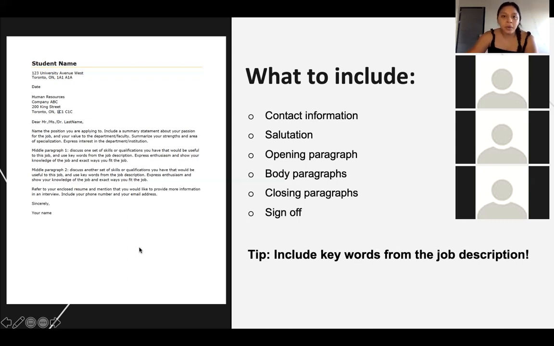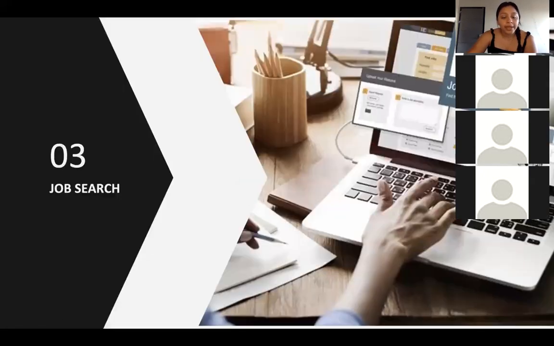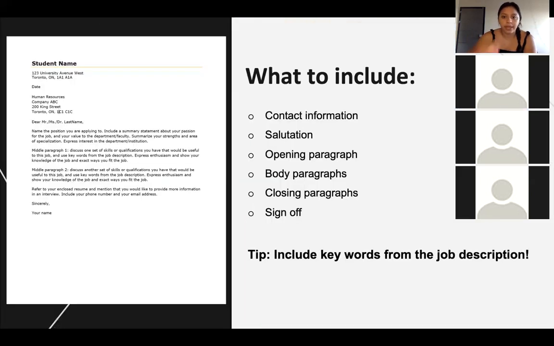Perfect. So yeah, the next part is the job search. The cover letter is really short because, as I said before, it's just a supporting document to the resume. So you're kind of just, sorry, let me go back. You're kind of just explaining the same thing a little bit more in depth, I would say.